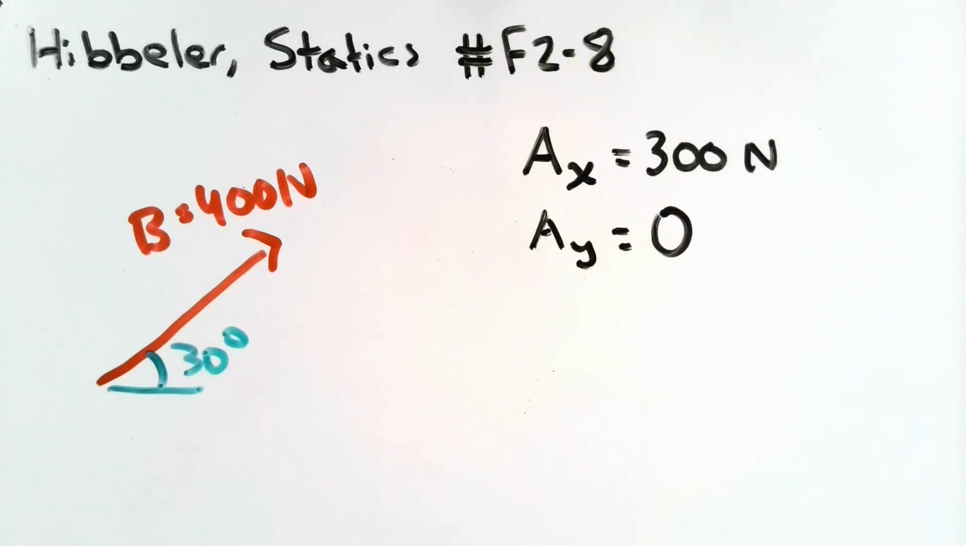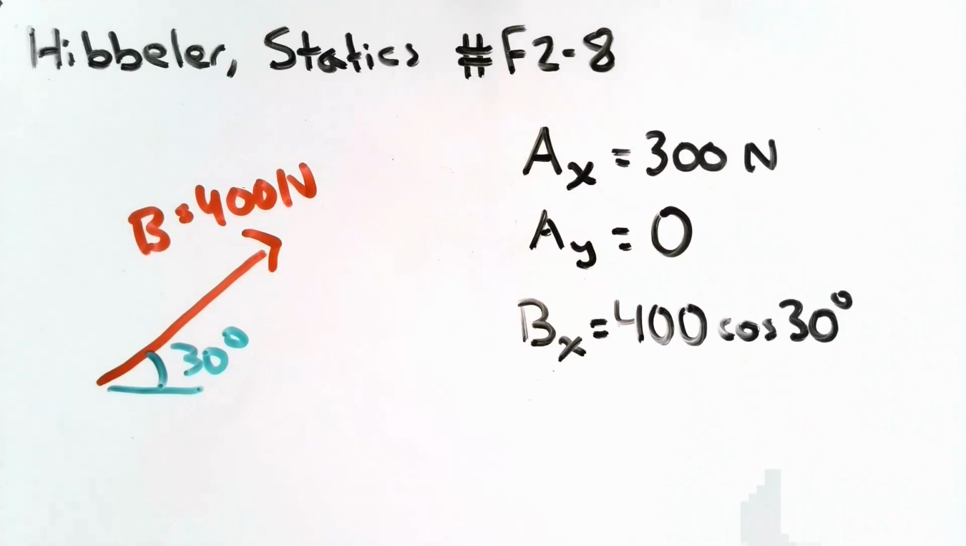B is a 400 Newton vector, acting at an angle of 30 degrees from the horizontal. Because we know the angle between the vector and the horizontal, we can find the components in the x and y directions by using sines and cosines. In this case, because my horizontal direction is adjacent to my angle of 30, then my x component of B should be equal to the magnitude of 400 newtons times the cosine of 30 degrees. This gives me an x component of approximately 346 newtons.